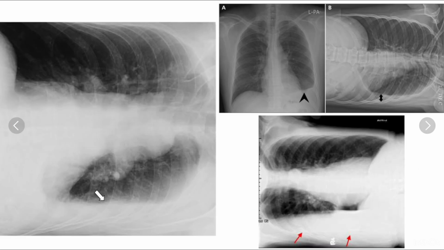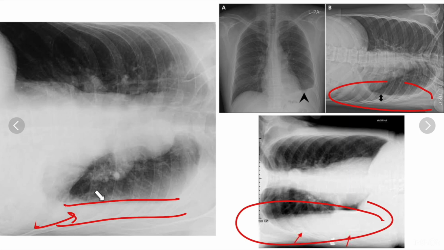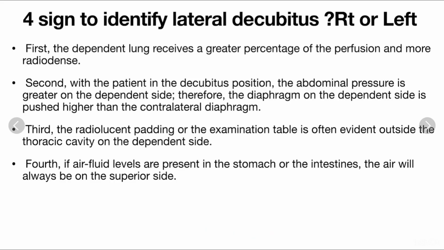Here we can see these are lateral decubitus chest X-rays, showing accumulation of fluid. In this diagram we can see accumulation of fluid. In this another diagram we can see accumulation of fluid. They are talking about the four signs to identify lateral decubitus, either right lateral decubitus or left lateral decubitus.